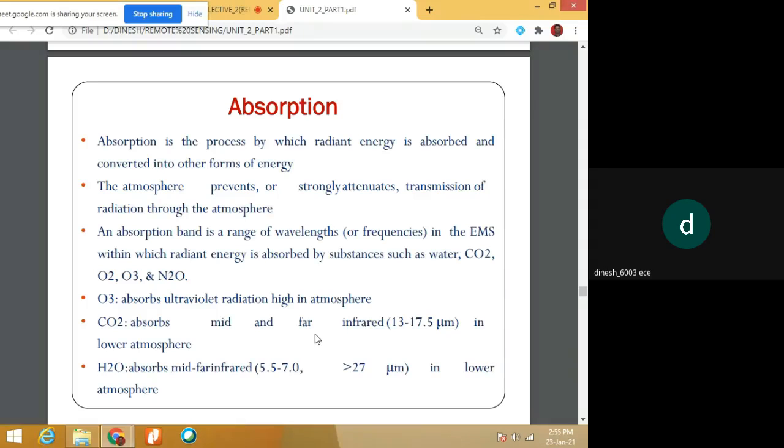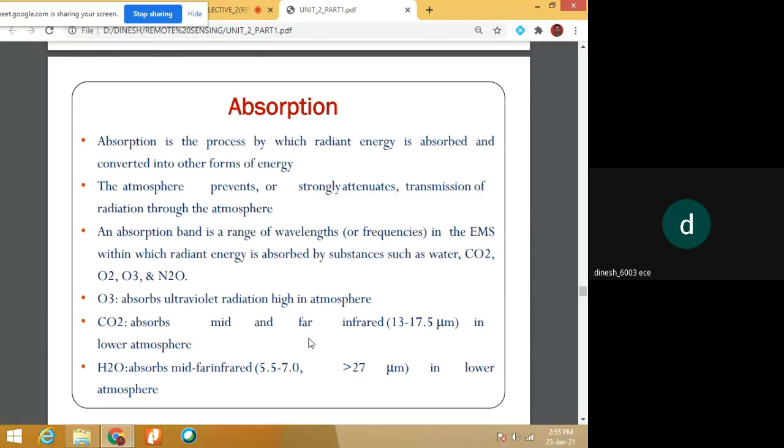So what do H2O, oxides, and carbon dioxide absorb? O3 will absorb ultraviolet radiation in the high atmosphere. As I showed in the diagram, a graph of the trace gases, oxides, carbon dioxide, and water droplets, shows how they are present in the atmosphere.